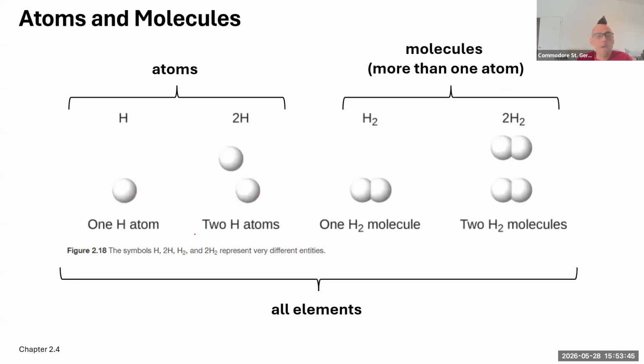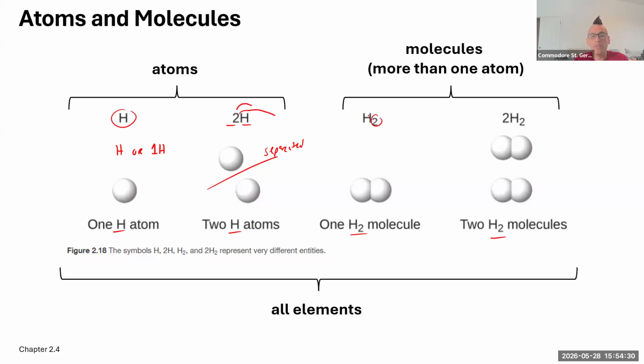All of these are elements of the same thing. They're all hydrogen, but they're arranged differently. This is a single hydrogen atom, so it can be written either as hydrogen or one hydrogen. These are two separate hydrogen atoms. So we say there are two hydrogen atoms. This two applies to everything after. This is just a single H, so that means there's two hydrogen atoms.